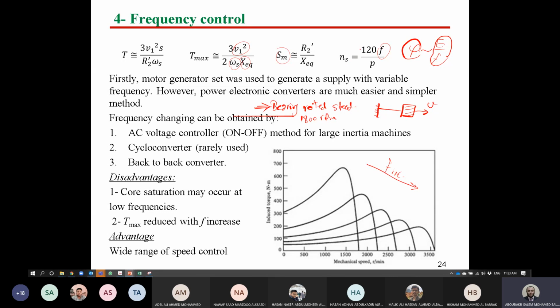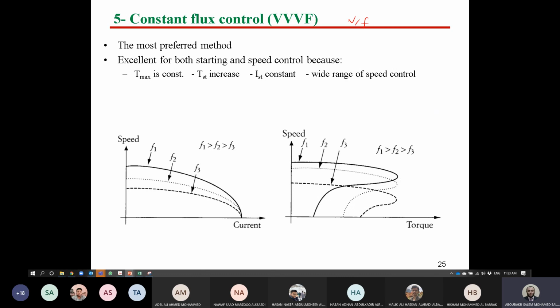So if we apply this to the machine characteristics, you will find that T maximum is constant, as you can see. NS is variable and depends on the frequency only. So by increasing frequency from F3 to F2 to F1, NS will be increased. Also, T starting will be increased. We will see that in our problems.